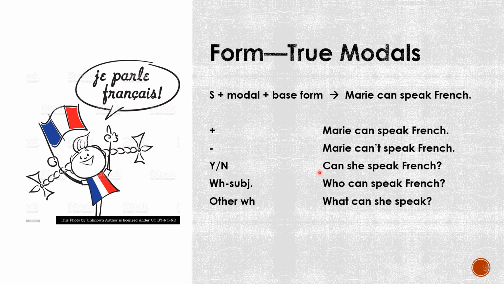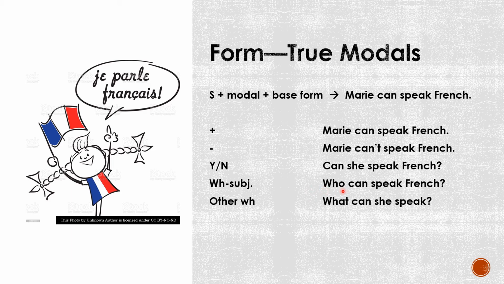Yes, no question. Can she speak French? Now notice here, just to make a yes, no question, you take the first helping verb in the sentence, so in this case, the can. You take the subject and you invert them. So can she speak French? When I'm speaking, by the way, my intonation will rise at the end. Can she speak French? My voice going up at the end lets my listener know that I've asked a yes or no question. If I were to answer it, it would be yes, she can. No, she can't.